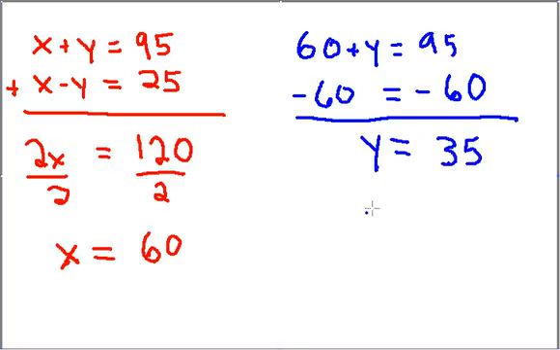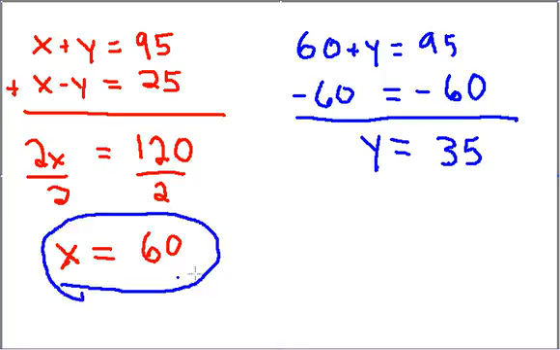So let's go ahead and stick that back into the original equation. We found out that our x is 60, and we found out that our y is 35. Let's double check our work. Put in the 60 up here for x, and y, 35. Does 60 plus 35 equal 95? Yes, it does. Put it into the second equation. X is 60, y is 35. 60 minus 35, does that equal 25? Yes, it does.